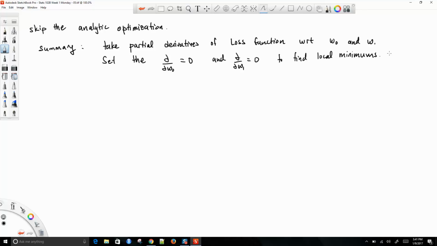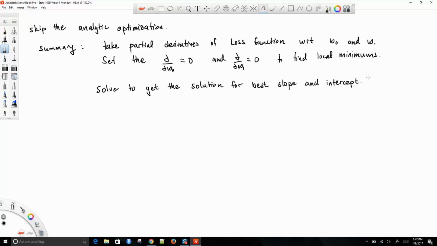Okay? And then you solve to get the solution for best slope and intercept. Okay. Is that good? All right. Okay. So now we can expand this.